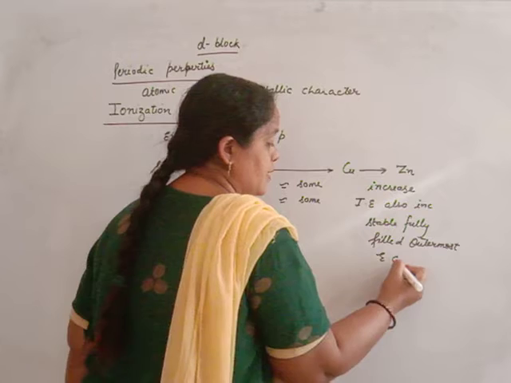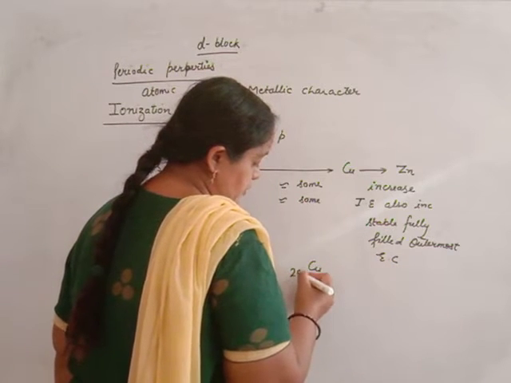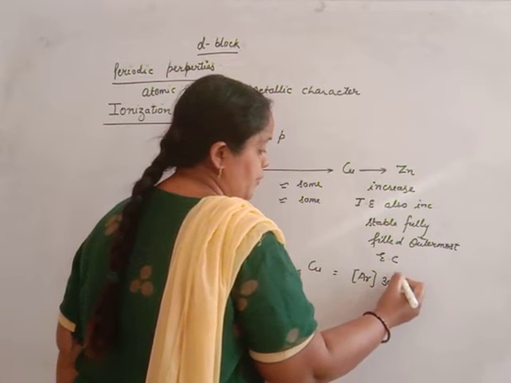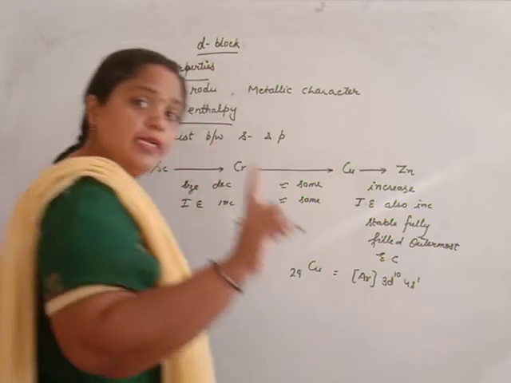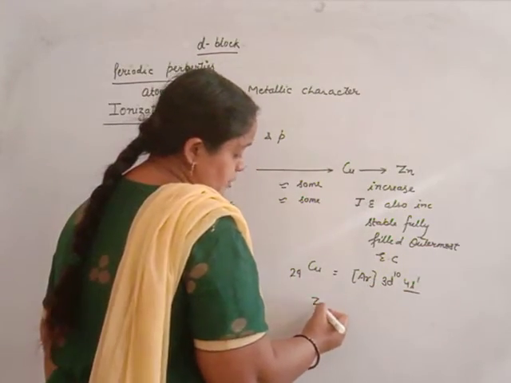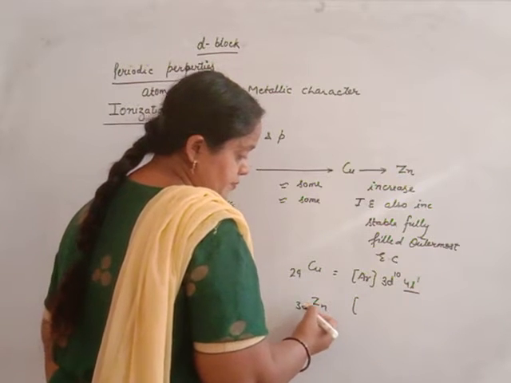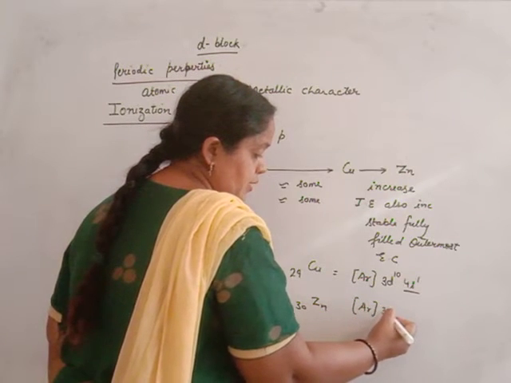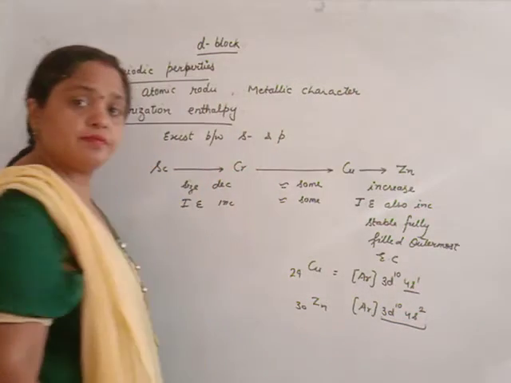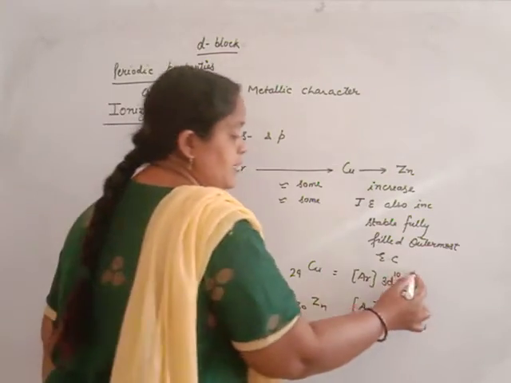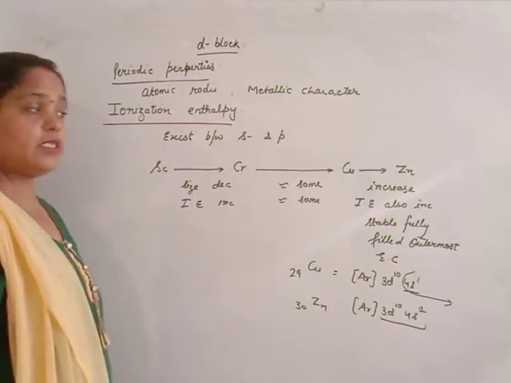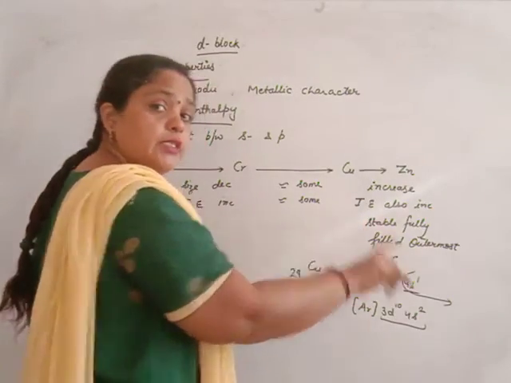The electronic configuration of copper is argon 3d10 4s1. It has one electron in the outermost shell, half filled. But in case of zinc, it is fully filled: argon 3d10 4s2. This electron in copper is easy to remove, but in zinc it can't be. So more energy is required, so ionization energy also increases.